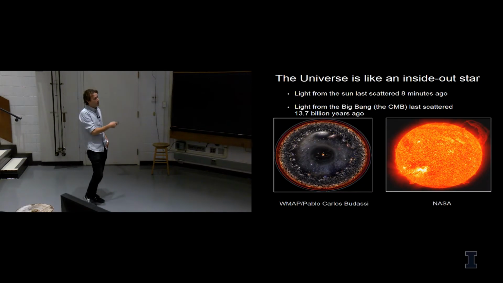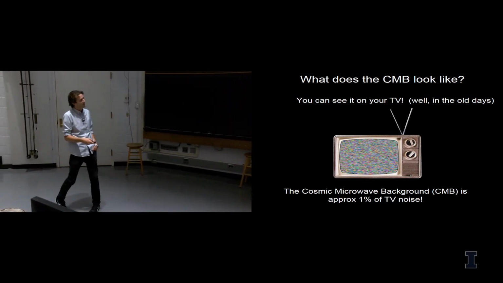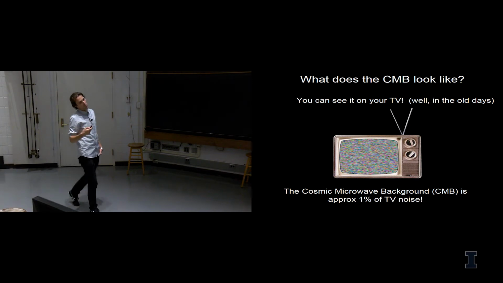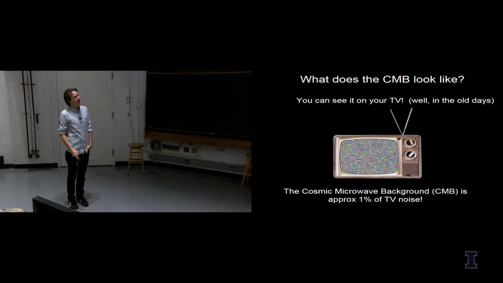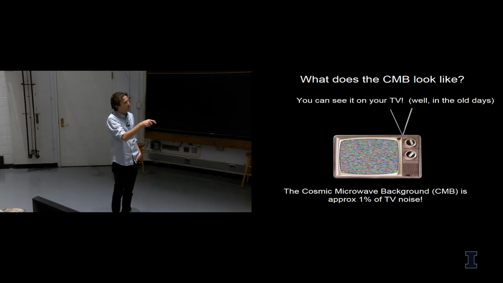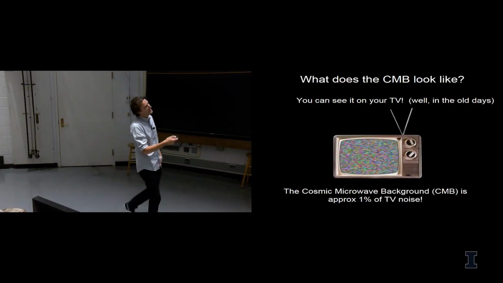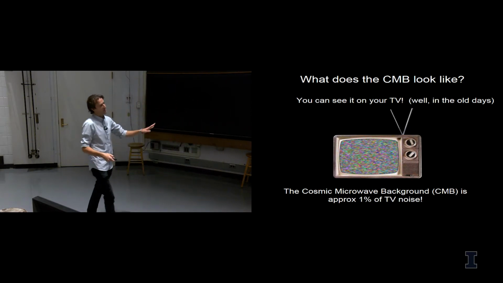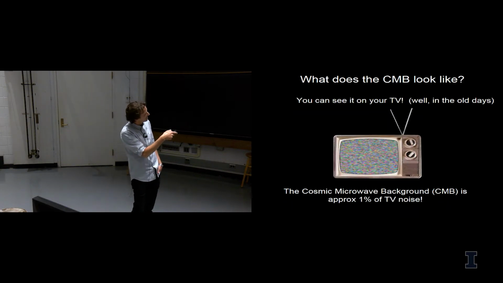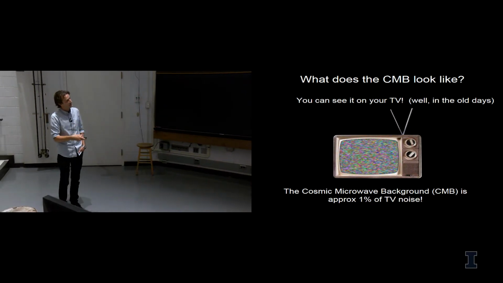Okay. So what does the CMB look like? It turns out you can actually see the CMB on your TV. Well, you could have seen the CMB on your TV back in the old days. The CMB today is approximately 1% of the white static noise that you see when you turn on your TV screen. If you just detune your TV and you see this noise on it, about 1% of that is actually the microwave background photons. A little caveat: at the last minute, I had to convert my presentation from Keynote to PDF. This was supposed to be a movie doing that over and over again, but the movie didn't quite get converted. So I apologize for that.